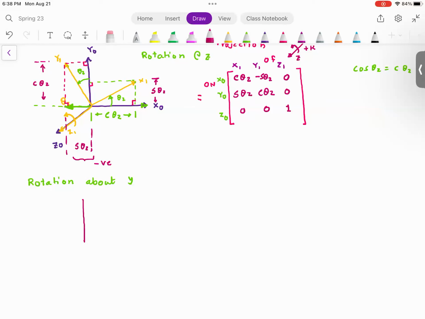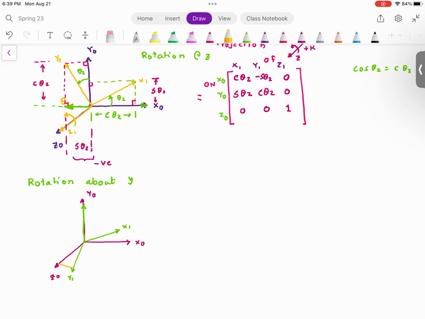So now again, we start with the same X0, Y0, Z0. And now what I'm going to do is rotate about Y. So this will become like this. This will become x1. This will become y1. And what I need to do is draw perpendiculars.